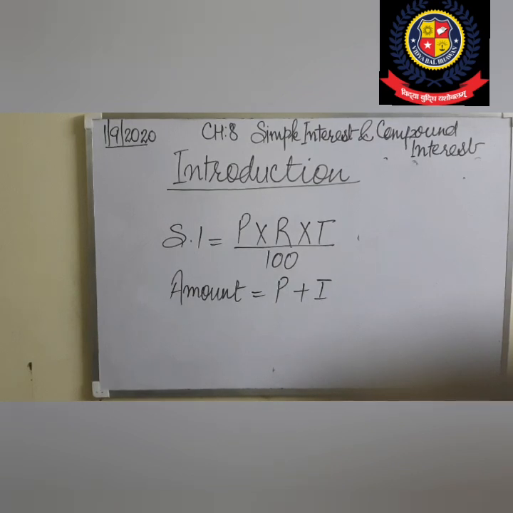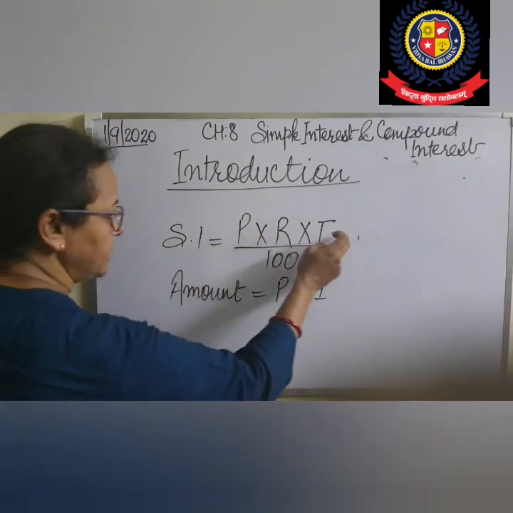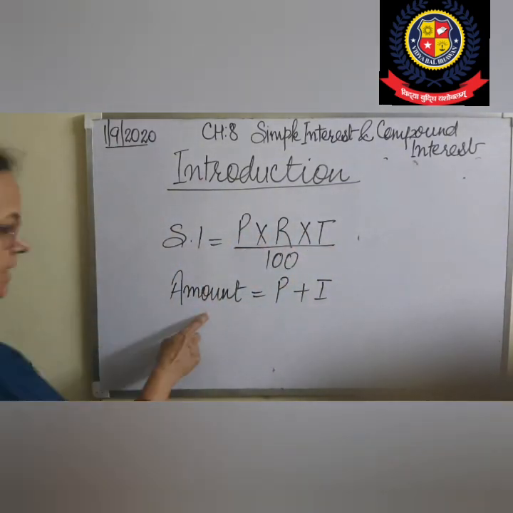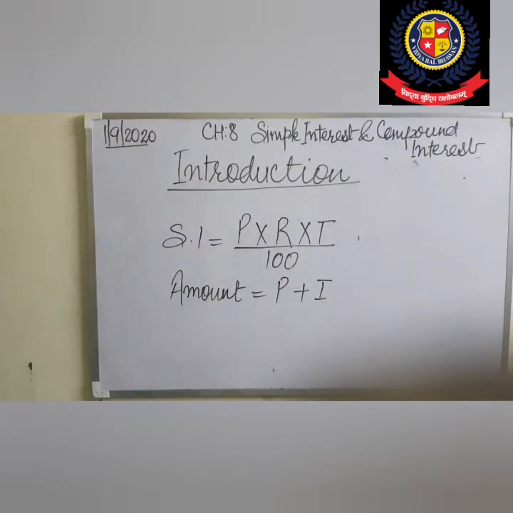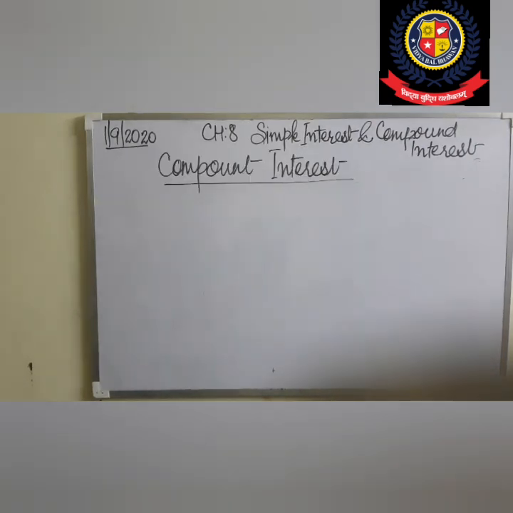Now students, write down the formula for simple interest, that is P into R into T upon 100. And amount is equal to principal plus interest. Have you understood the words? P is principal, R is rate, T is time. And amount is the sum of principal and interest.